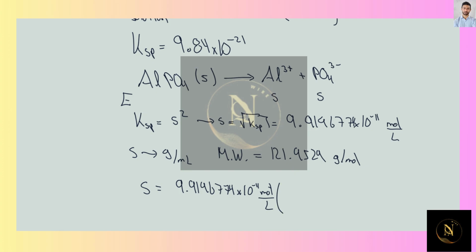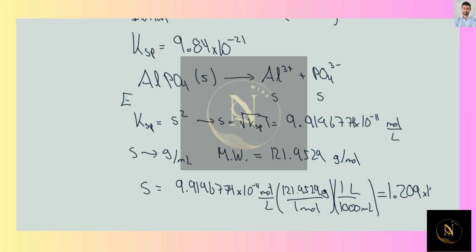We're going to multiply it by 121.9529 grams in 1 mole. Notice that both of them are going to cancel out. And next, we're going to transform the liters into milliliters. This is going to give us a value of 1.2097 times 10 to the minus 11 grams per milliliter.